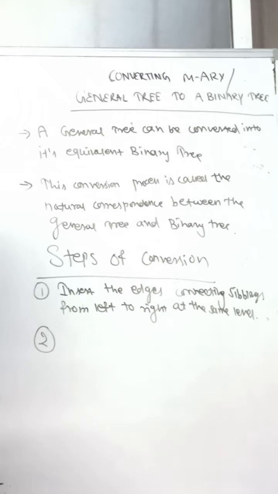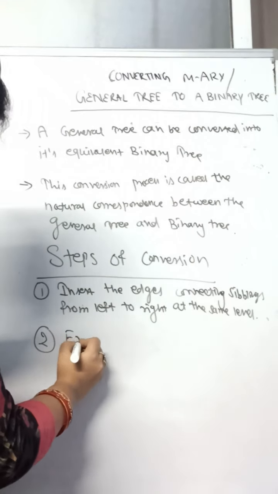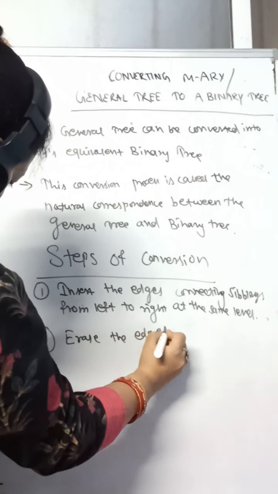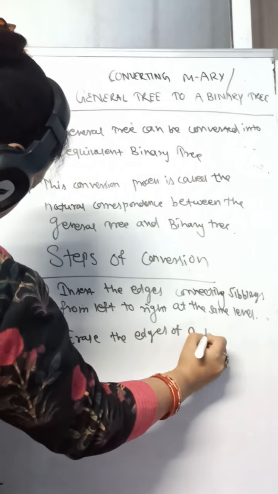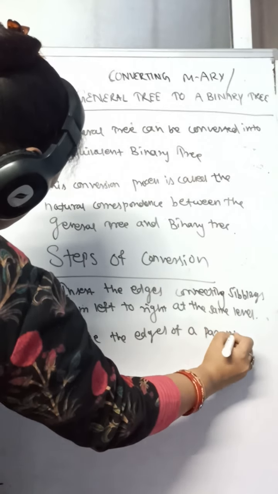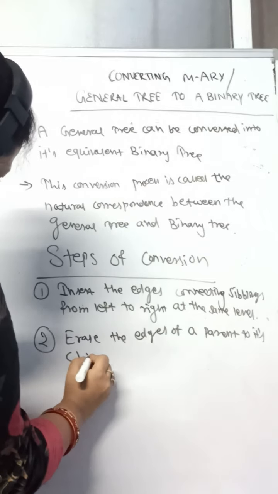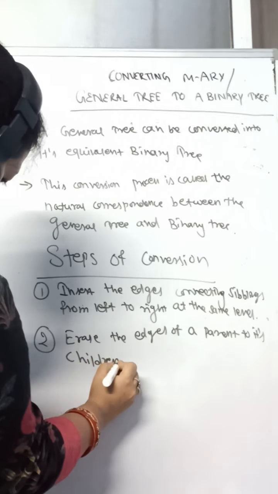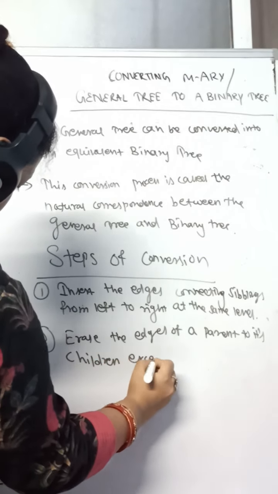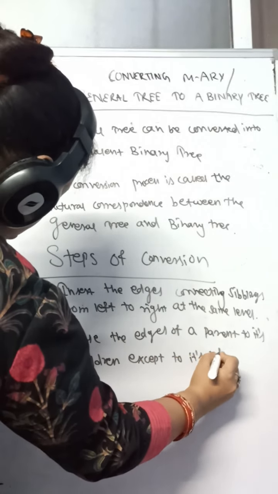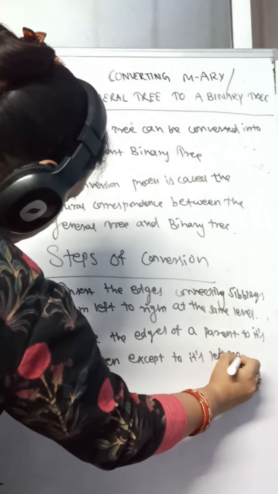Then what is your second step? Then erase the edges of a parent to its child or children except to its leftmost offspring.